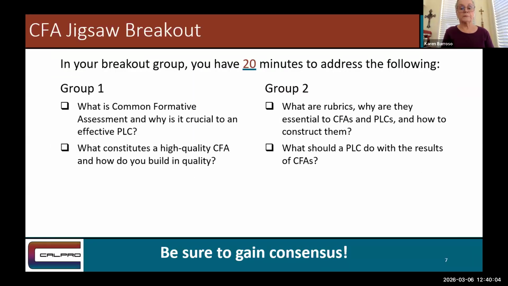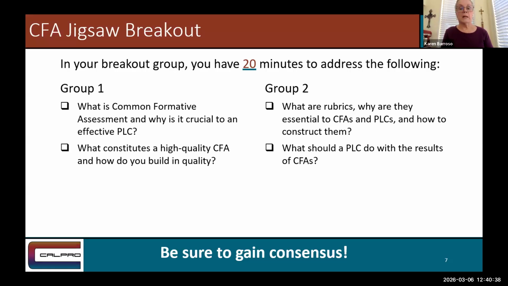Okay, so what I'd like you to do in your group is to kind of answer what you read about for your homework. So we're going to have two groups, group one and group two. You're going to have 20 minutes. You're going to be mixed up with your two agencies. And the first group will answer what is a common formative assessment and why is it critical to an effective PLC?